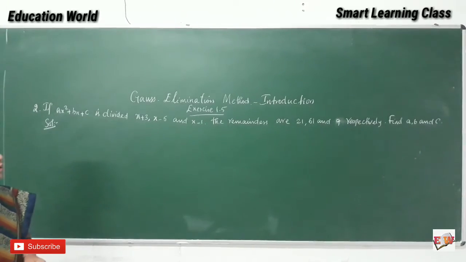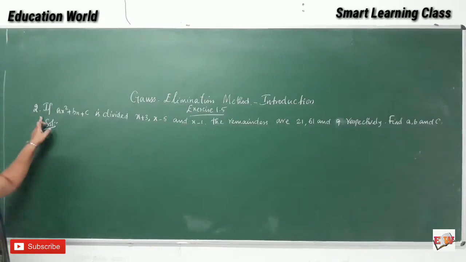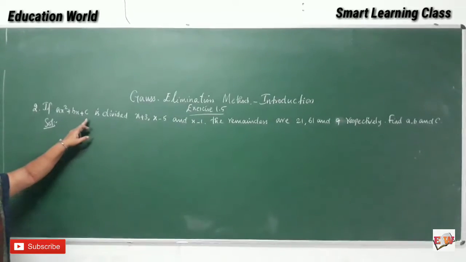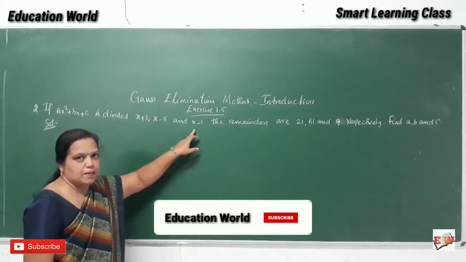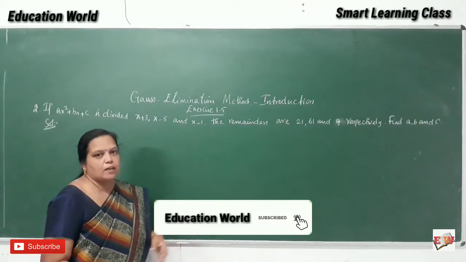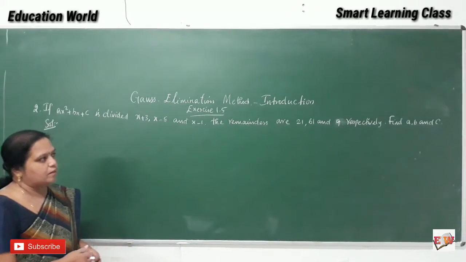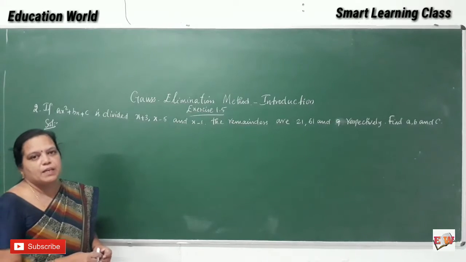Let us see the second sum in exercise 1.5. If ax square plus bx plus c is divided by x plus 3, x minus 5 and x minus 1, the remainders are 21, 61 and 9 respectively. Find a, b and c.